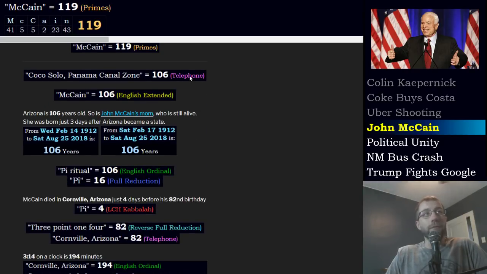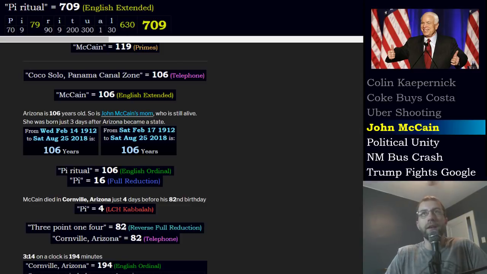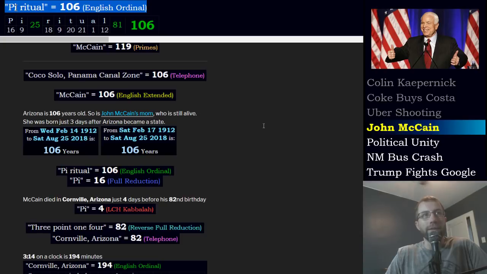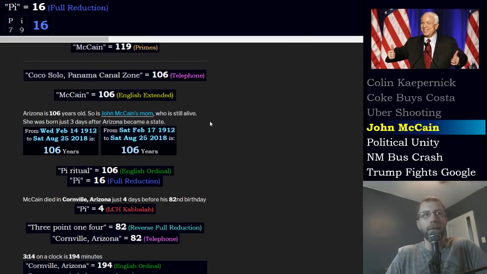Now, in our telephone cipher, or the keypad gematria, Coco Solo Panama Canal Zone equals 106. The name McCain equals 106 English extended. The state of Arizona was admitted to the Union 106 years ago, 1912. His mom, who's still alive, is 106 years old. Using the alphabetic order, pi ritual equals 106, just like how pi equals 16 in reduction.